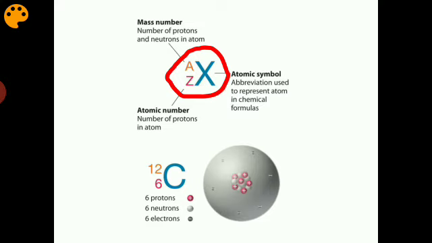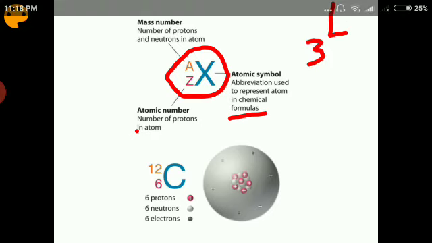So X means the atomic symbol, which is an abbreviated form that will be representing the chemical formula. Then this Z will represent the atomic number. Atomic number means the number of protons in a nucleus. So if there are 3 protons in a nucleus, the bottom number will be 3. Then the chemical formula for a nucleus containing 3 protons is lithium.